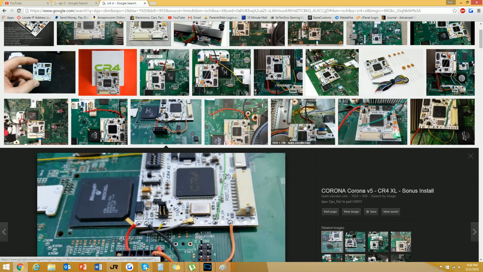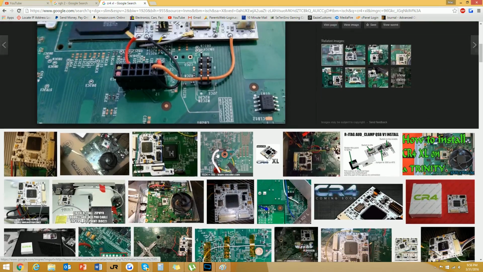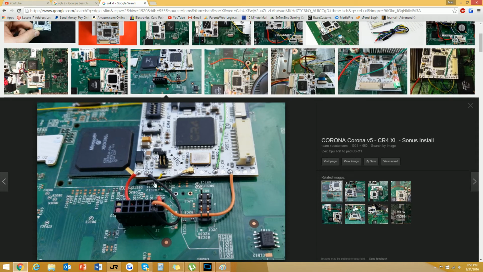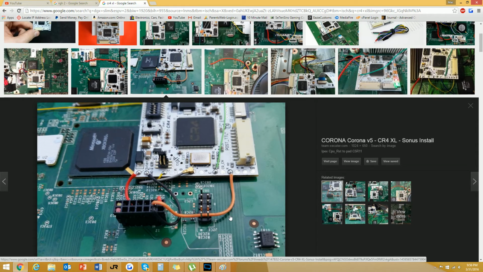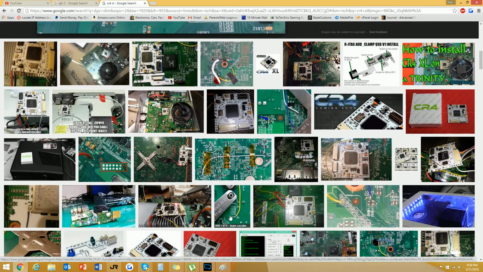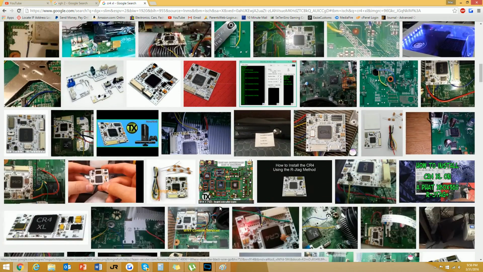But when you could just pop in an Ace chip, you don't have to do all this modifying the dibs and all that. You just have to solder some wires. I mean, you've seen me do it. It's easy.